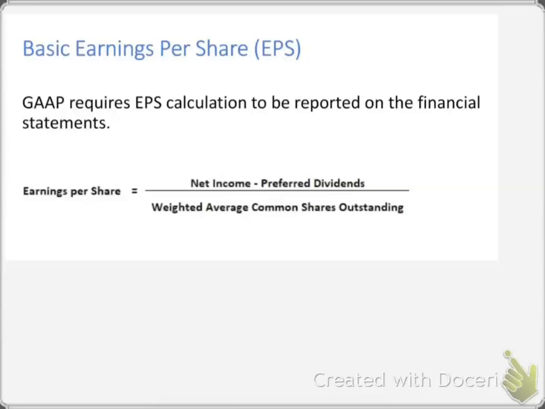Earnings per share is a unique calculation because GAAP requires earnings per share calculation to be reported on the financial statements. When you're calculating earnings per share, the numerator is going to be in dollars. So net income is in dollars and the dollar amount of preferred dividends that are paid to preferred shareholders. The denominator is a number of shares. So you have to be aware that we're looking at common stock, and it's not the dollar amount, it is the number of common shares of stock.